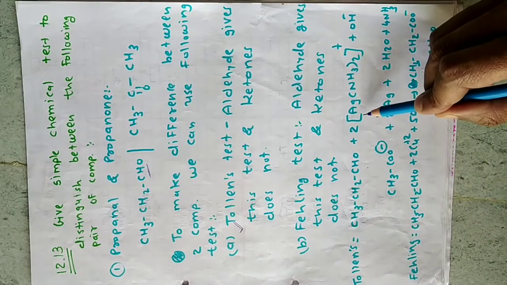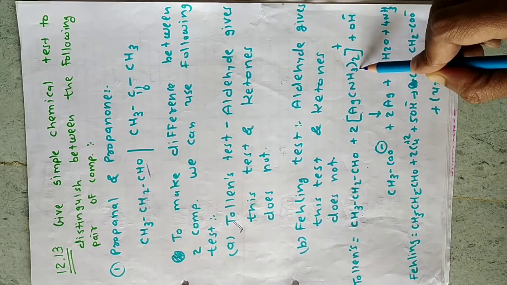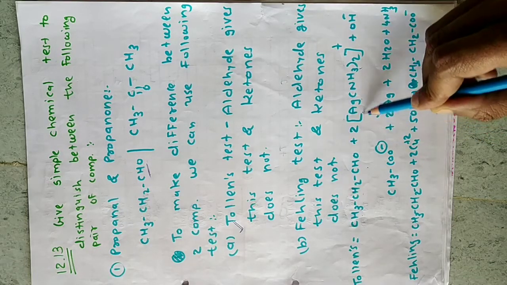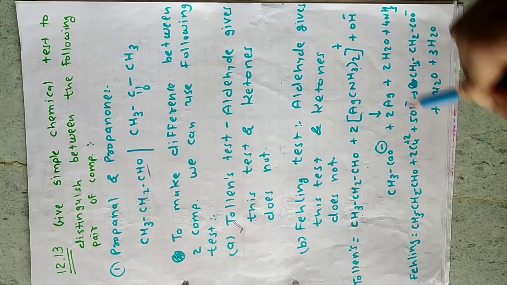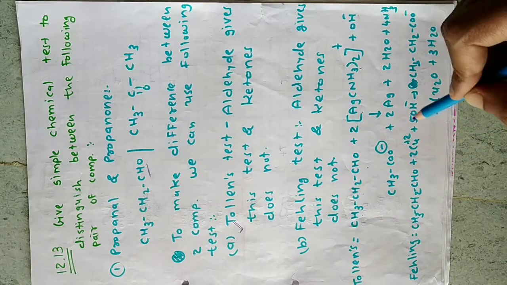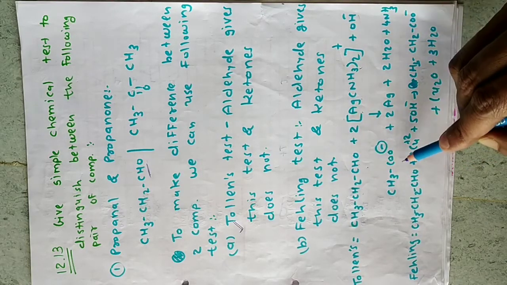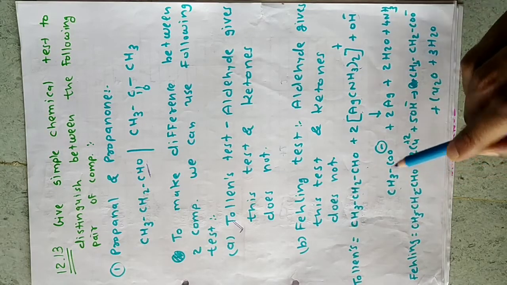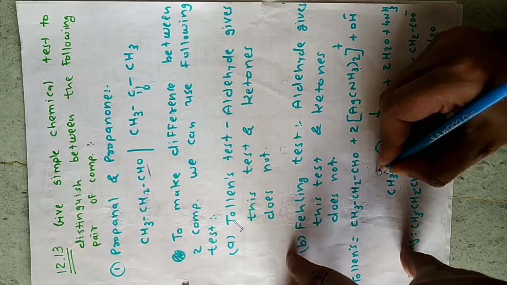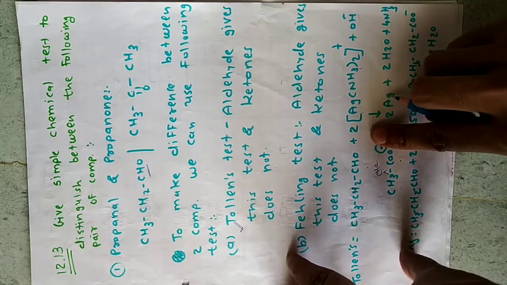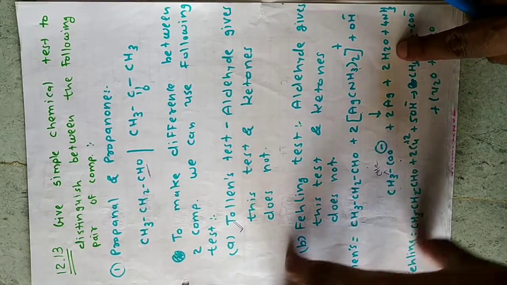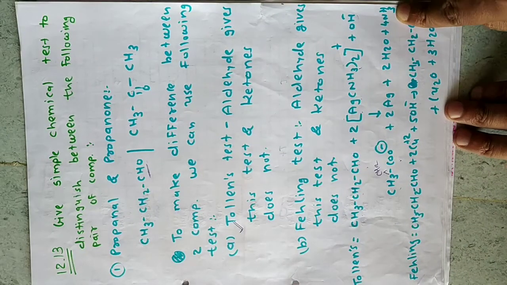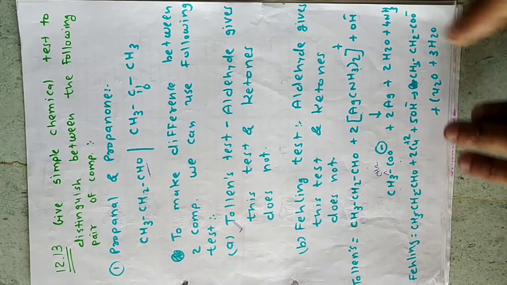When it reacts with ammoniacal silver nitrate, this one is ammoniacal silver nitrate in presence of base, what does it do? It oxidizes the compound to CH3, here CH2 will come, CH2 COO minus, then Ag, water molecule and ammonia gas will be liberated.